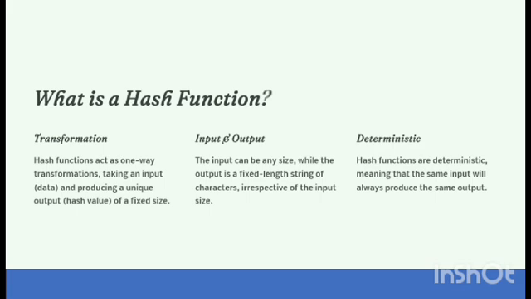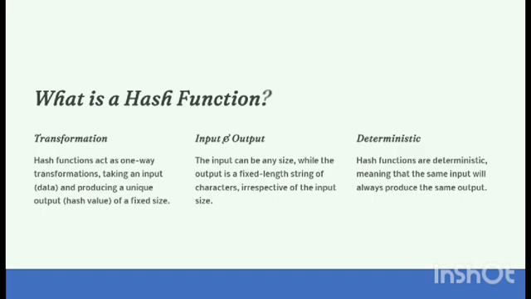So the next property is deterministic. Let me see the definition. Deterministic means that the same input will always provide the same output. So when you provide a larger input, it will provide the hash value in a larger manner. This is a very good example of deterministic hash functions.